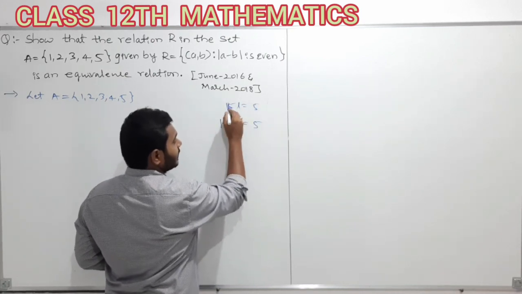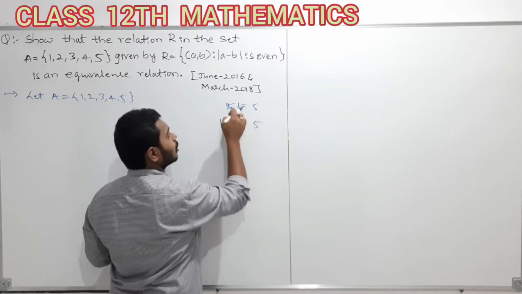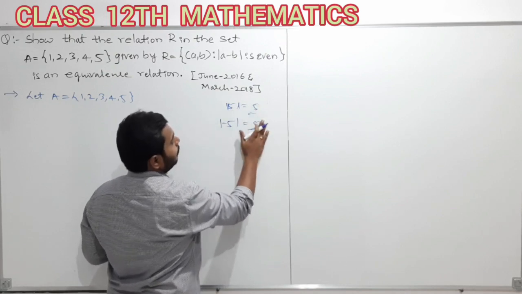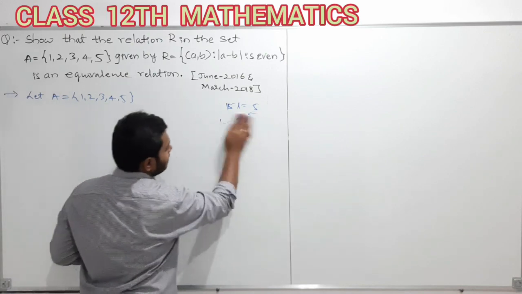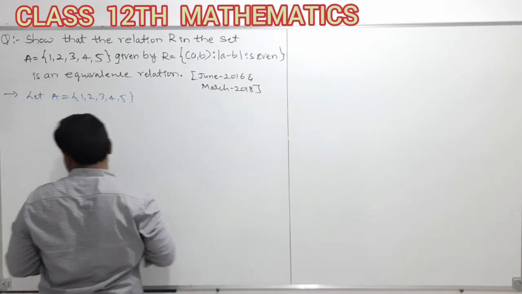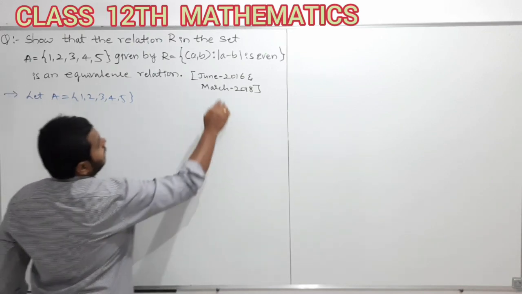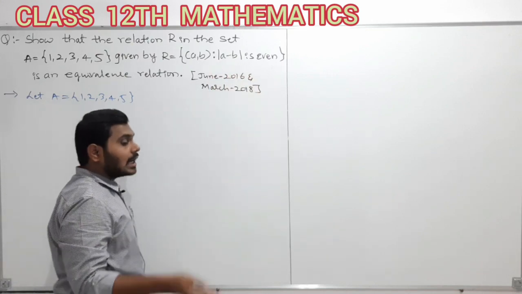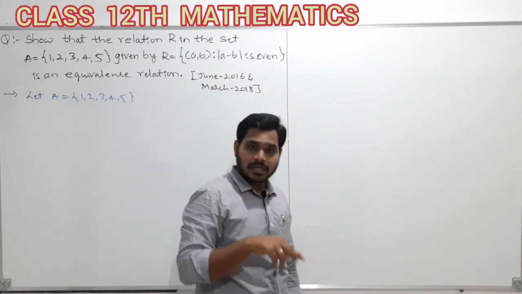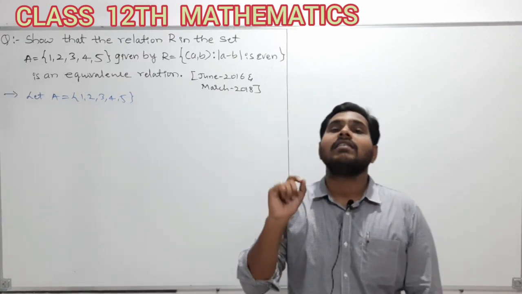Inside the mod, whether it is negative or positive, you should always take it as positive, because that is the modulus function definition. That is what we discussed in the first PUC. And next, my dear students, if you take that one, it must be even. Even means a number which is divisible by 2.